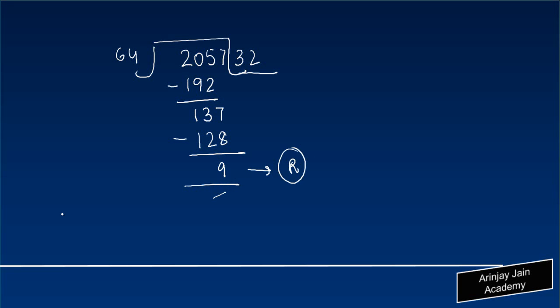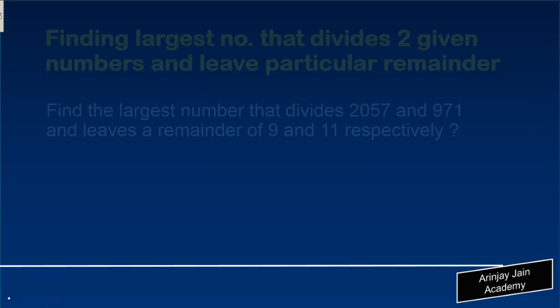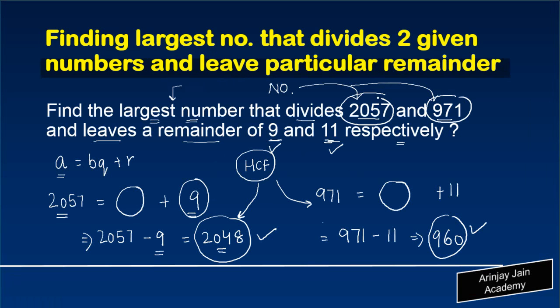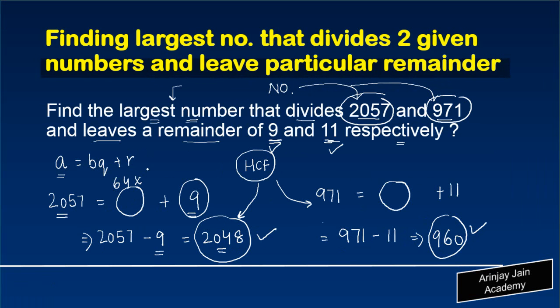And this is what we were told right at the beginning, that when you divide 2057 by this number, the remainder is 9. In other words, I can write 2057 is equal to 64 times, and 64 gets in there 32 times, so 64 times 32 plus 9. Do similar for 971. That's something I'll leave to you, but the result will be the same. You'll get 11 as the remainder.